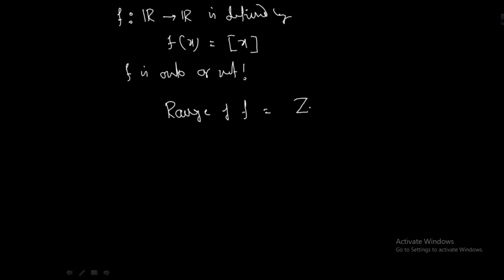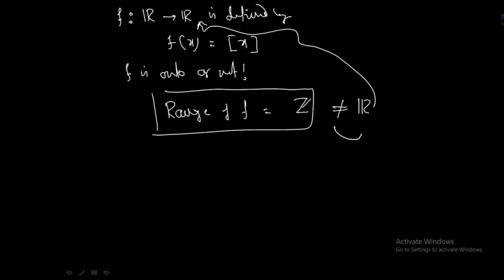The range of f will be the set of integers, which is not equal to the set of reals, that is the codomain. I will definitely explain why the range is Z. But first, the range of f will be Z, which is not equal to the set of reals, and Z is a proper subset of the set of reals. So this function f is not onto.